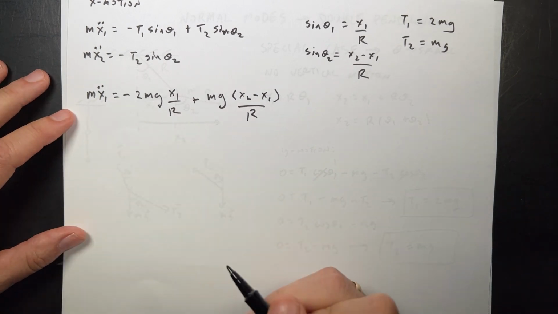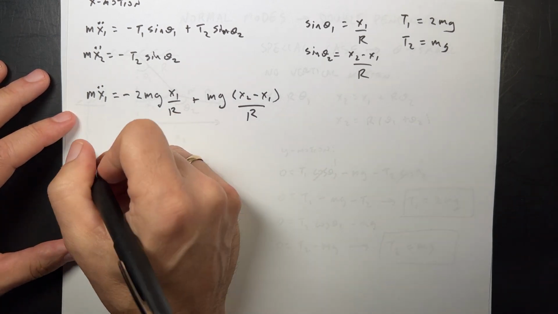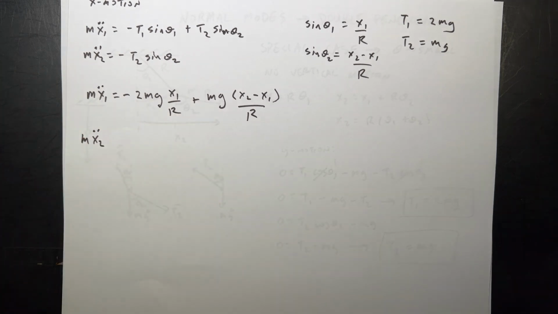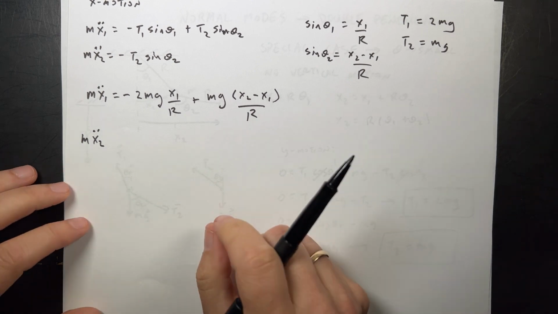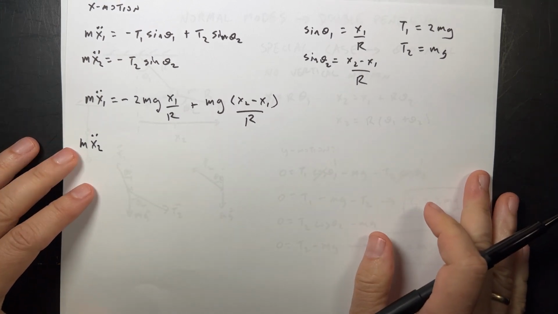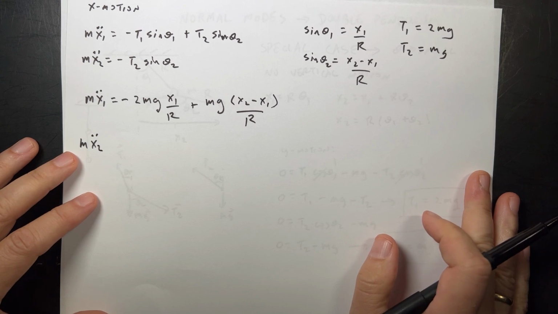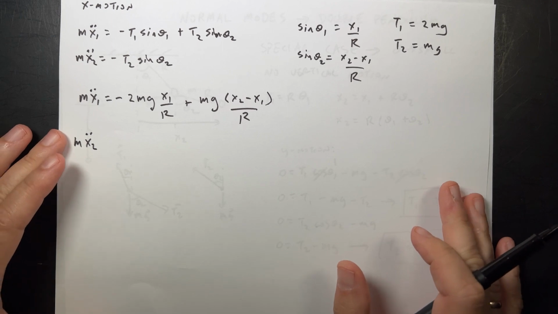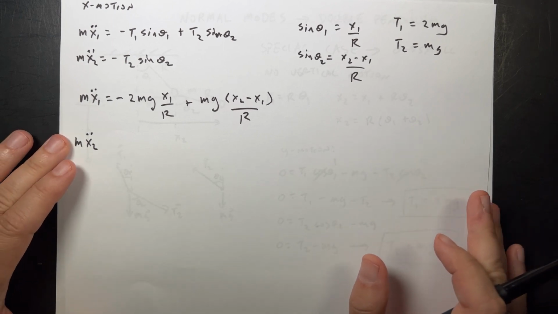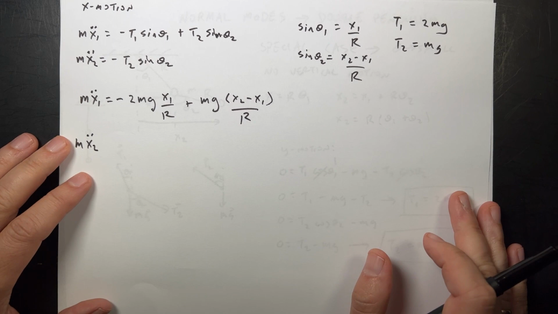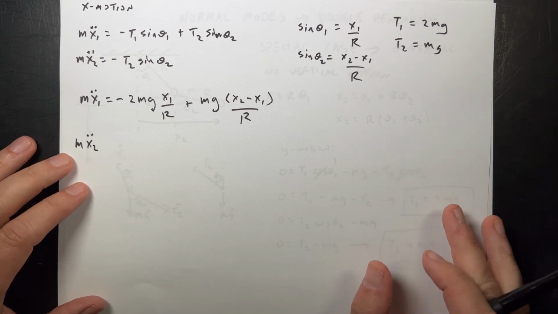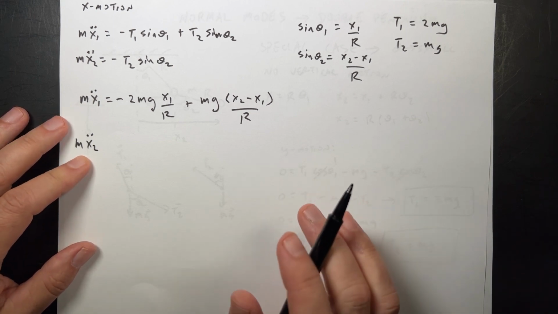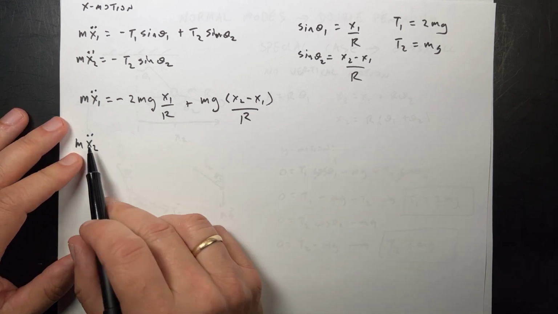Now let's do the other one. mx2 double dot. Let me just say, it is very possible to write everything in terms of theta 1 and theta 2, theta 1 and theta 2 dots, double dots. That is possible, okay? But if you do that, you end up with a slightly different version of this equation for the eigenvalue problem, and maybe I'll do that later. But I kind of like it this way better, because it looks like the stuff that we've done before with masses on springs. But I digress.